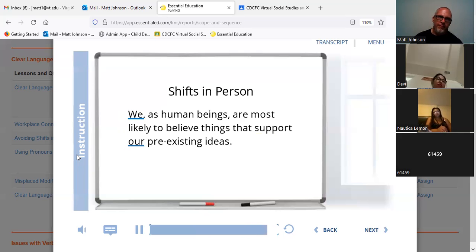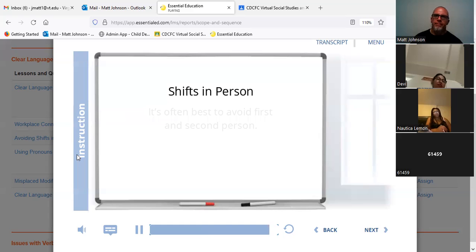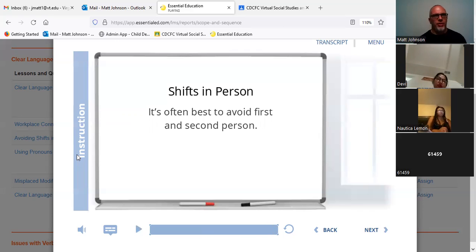Since most formal and academic writing is third person, it's often best to avoid first and second person. But no matter what person you're writing in, avoid switching between first, second, and third person. Second person, you're not going to encounter much in formal writing. You're not necessarily addressing the reader directly.